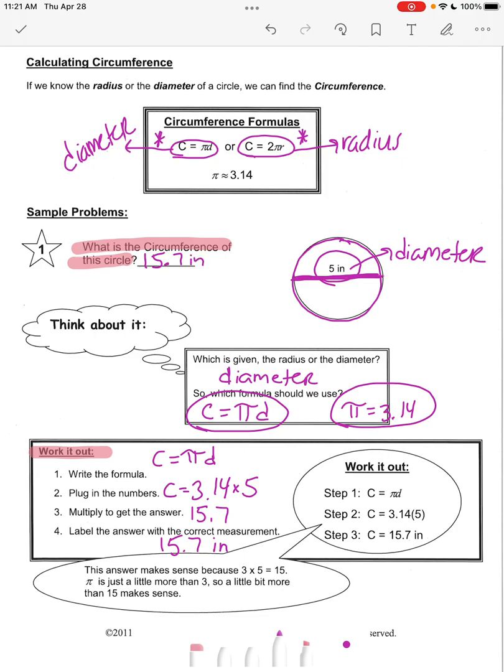So what is the circumference of the circle? 15.7 inches. Okay, we are given all of the information that we need to solve this. We just need to make sure we are putting it in the right places. If you need to pause the video to get any information, please do that before we move on.